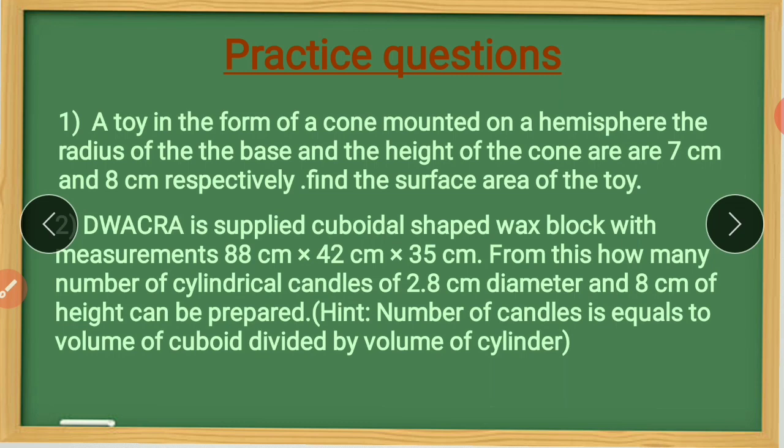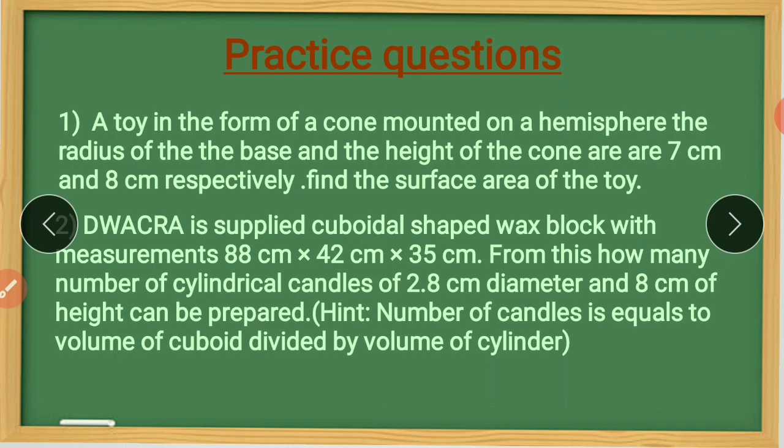Okay, and the second one: a candle maker is supplied a cuboid-shaped wax block with measurements 88 centimeters, 42 centimeters, 35 centimeters. From this, how many cylindrical candles of 2.8 centimeters diameter and 8 centimeters height can be prepared? Okay, this is a very important thing, and it is also a previous question in the SSC exam. See, here we have some hint also. Number of candles equals the volume of cuboid divided by volume of cylinder.